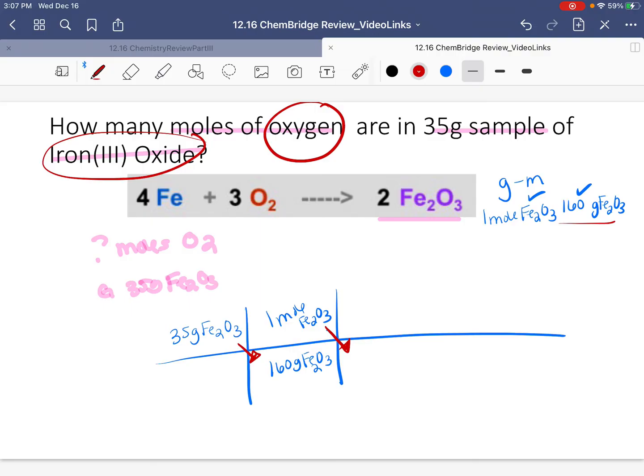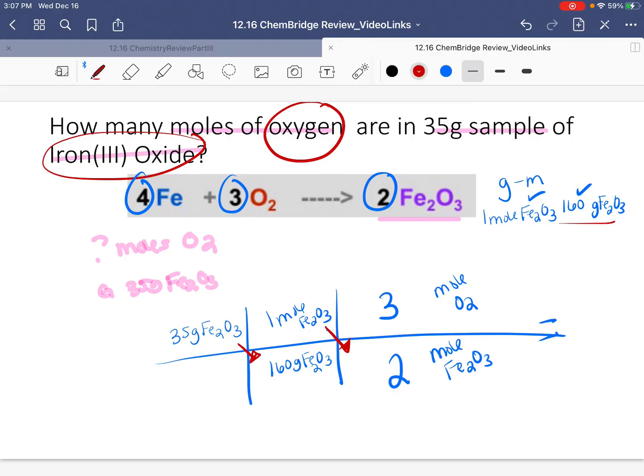So here is the last part where I'll be inputting. I know I have moles of iron oxide, and I need to go to moles of oxygen. Because it's mole over mole, this is where we use our mole to mole ratio and we use our coefficients. So I just plug in the coefficient. The coefficient for iron oxide is 2. The coefficient for oxygen is 3, and I am done.